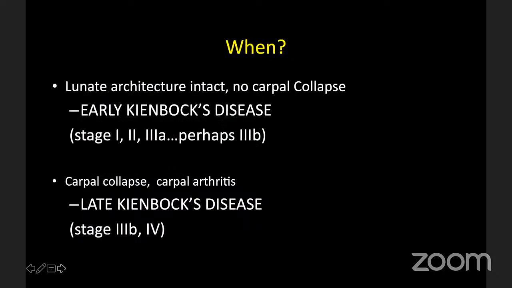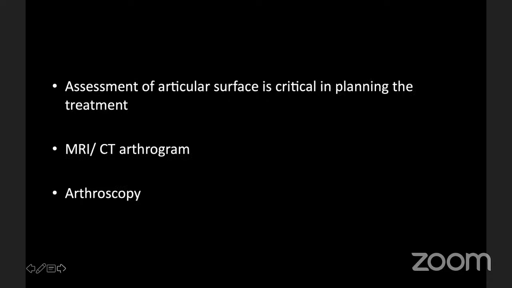So what we have seen now is when the lunate architecture is intact and there is no carpal collapse, which is stage 1, stage 2, and stage 3A, and even sometimes stage 3B, we would group it here. We would call it an early Kienbock's disease. When there is a carpal collapse and carpal arthritis, we would call it a late Kienbock disease, stage 3B and 4. This early and late helps us define the further treatment algorithms.